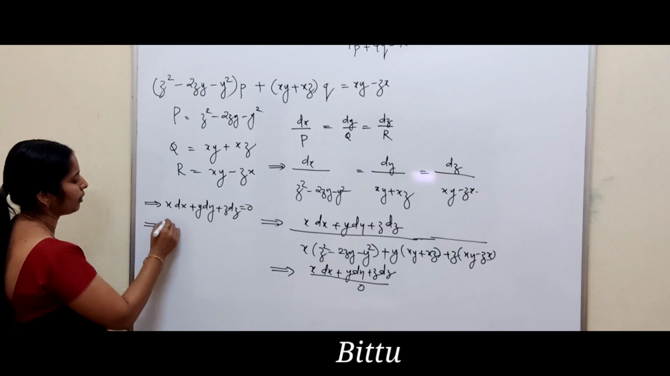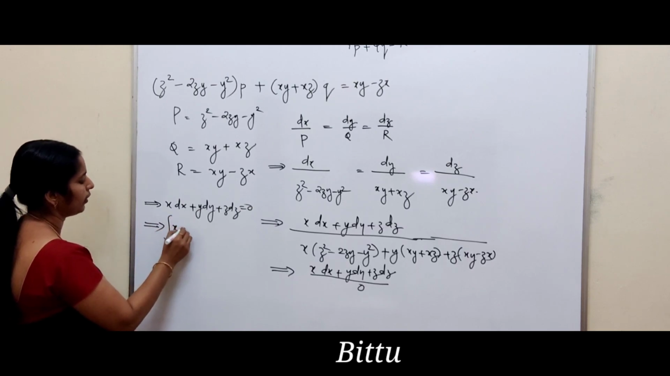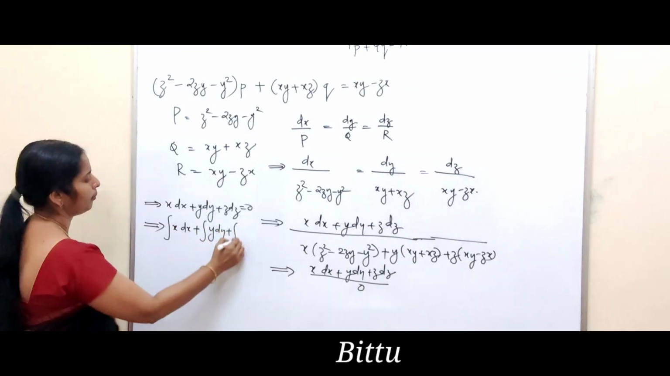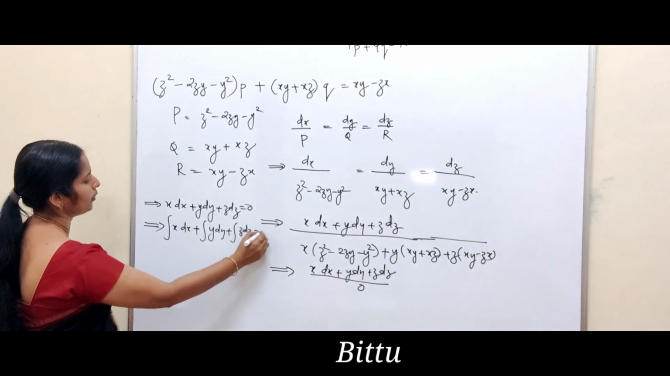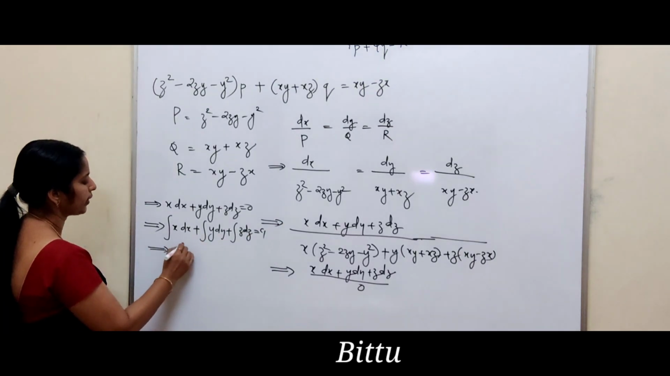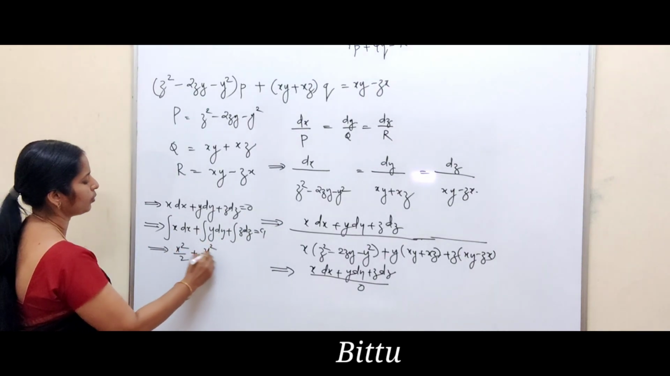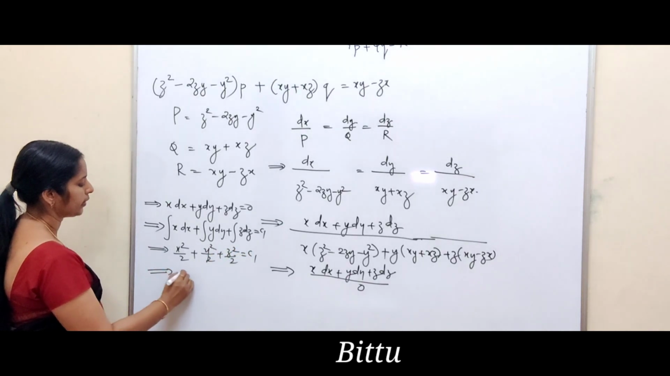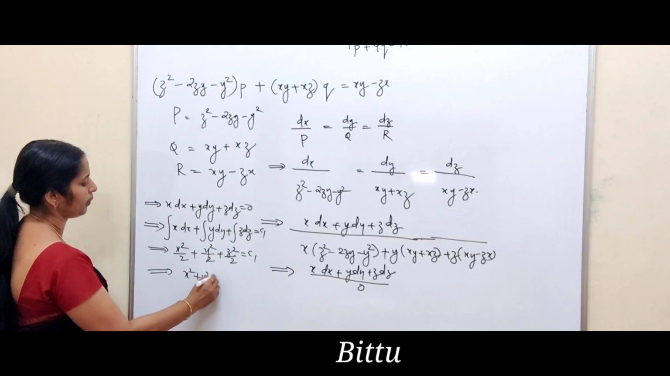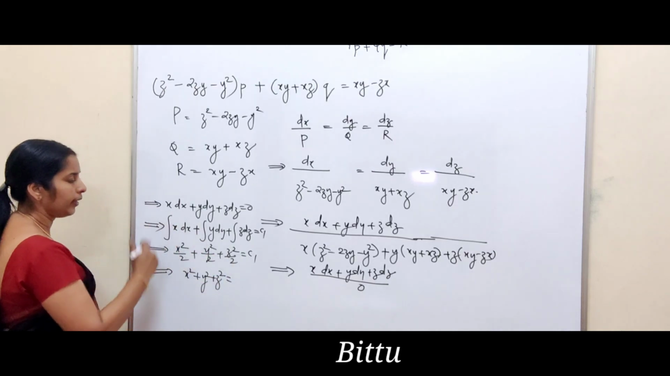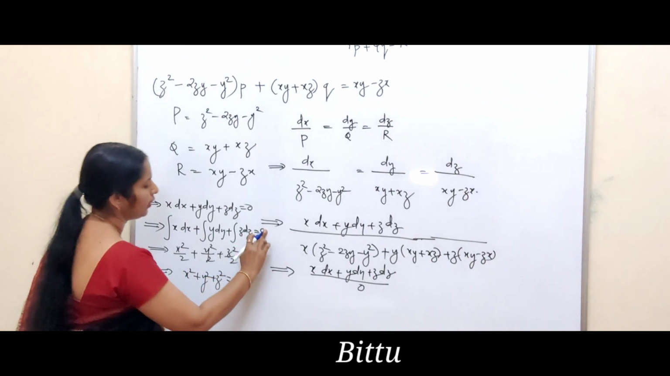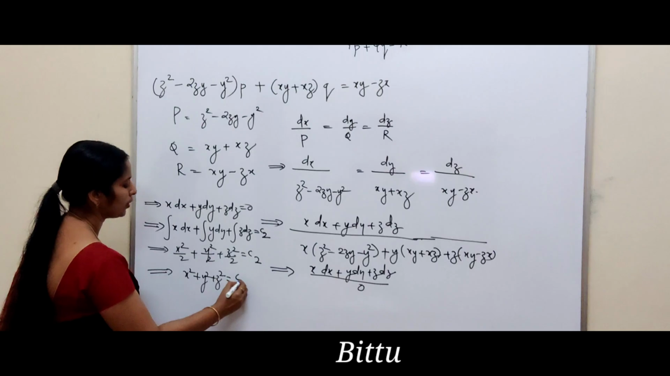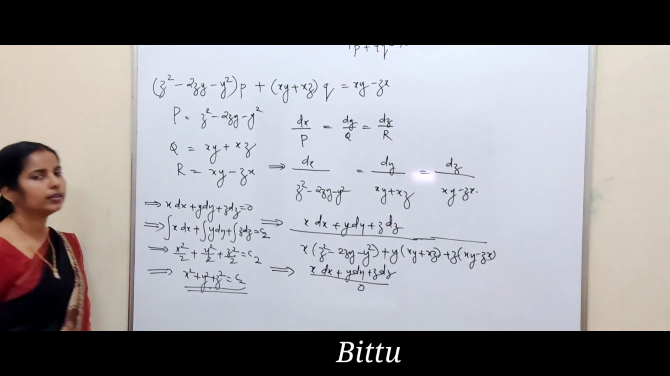See, now it is in variable separable form, so its solution is by integration. So integral x dx, integral y dy, integral z dz is equal to c1, which implies x square by 2 plus y square by 2 plus z square by 2 is equal to c1. That is x square plus y square plus z square equal to, see, in the previous solution we have taken the constant as c1, so here you have to take it as c2. So c2. So this is another solution.